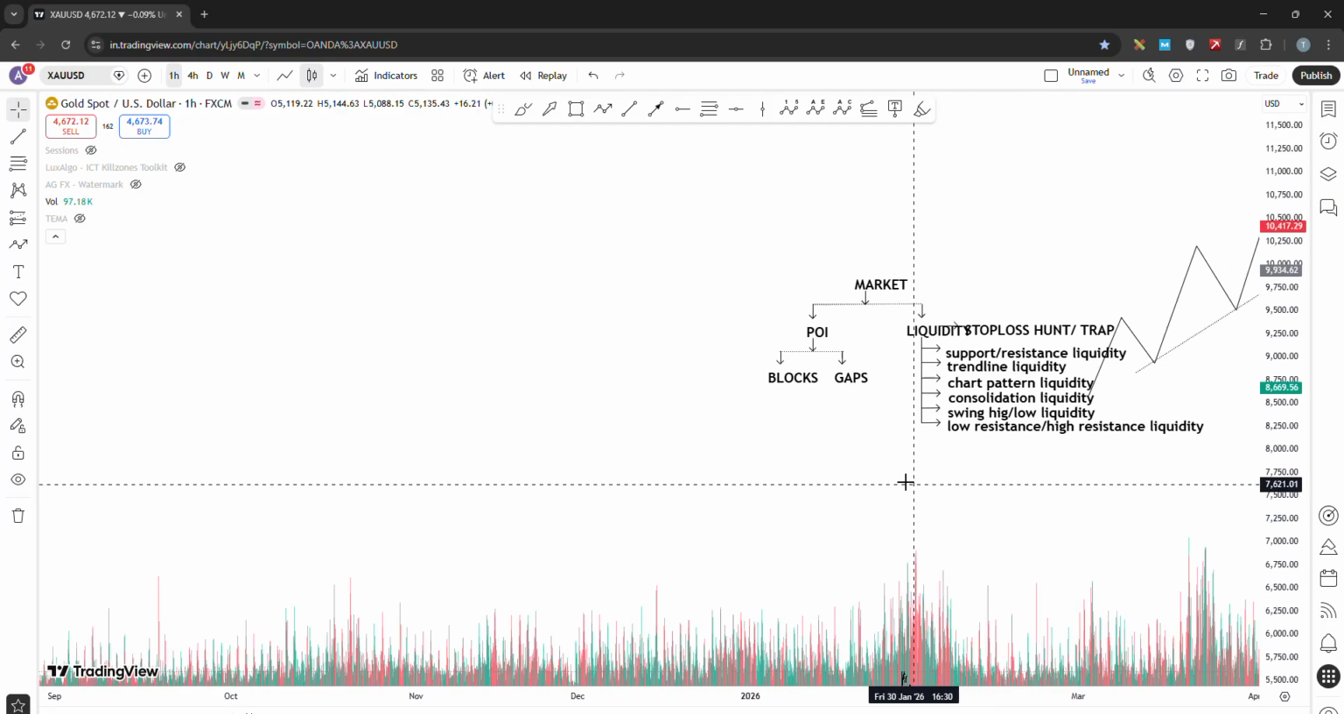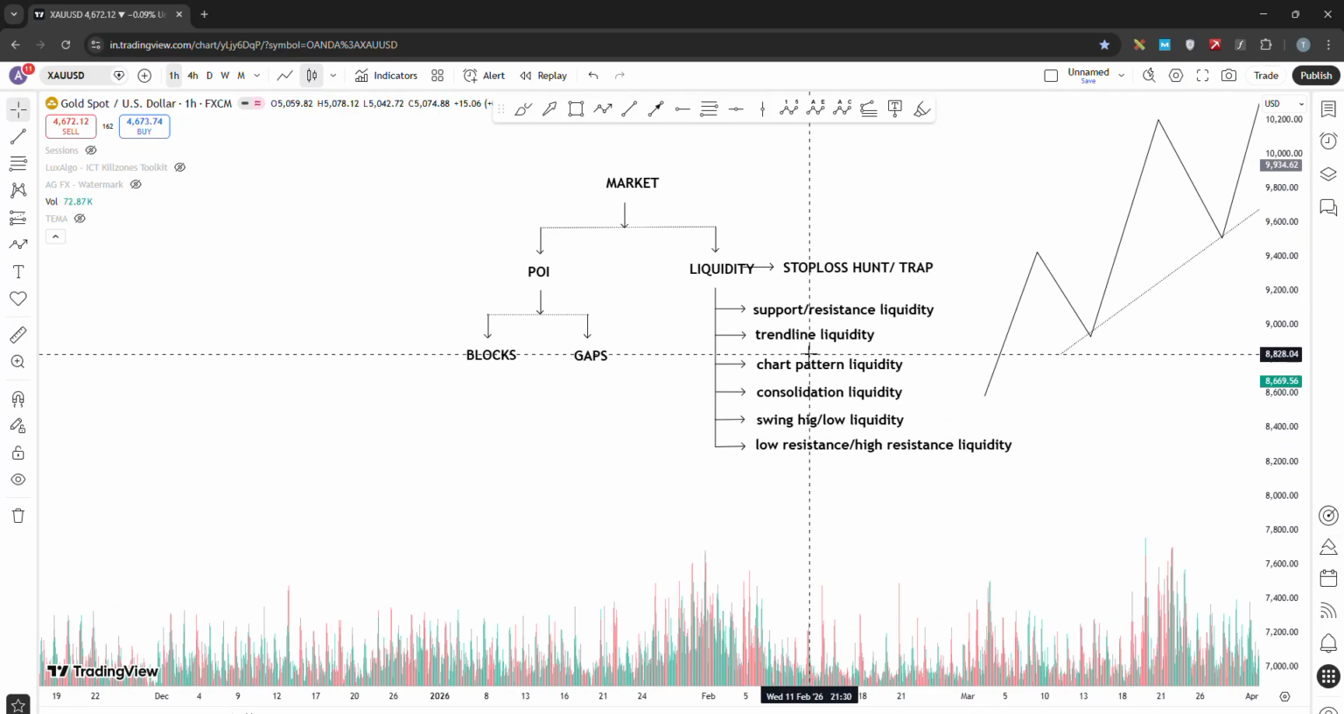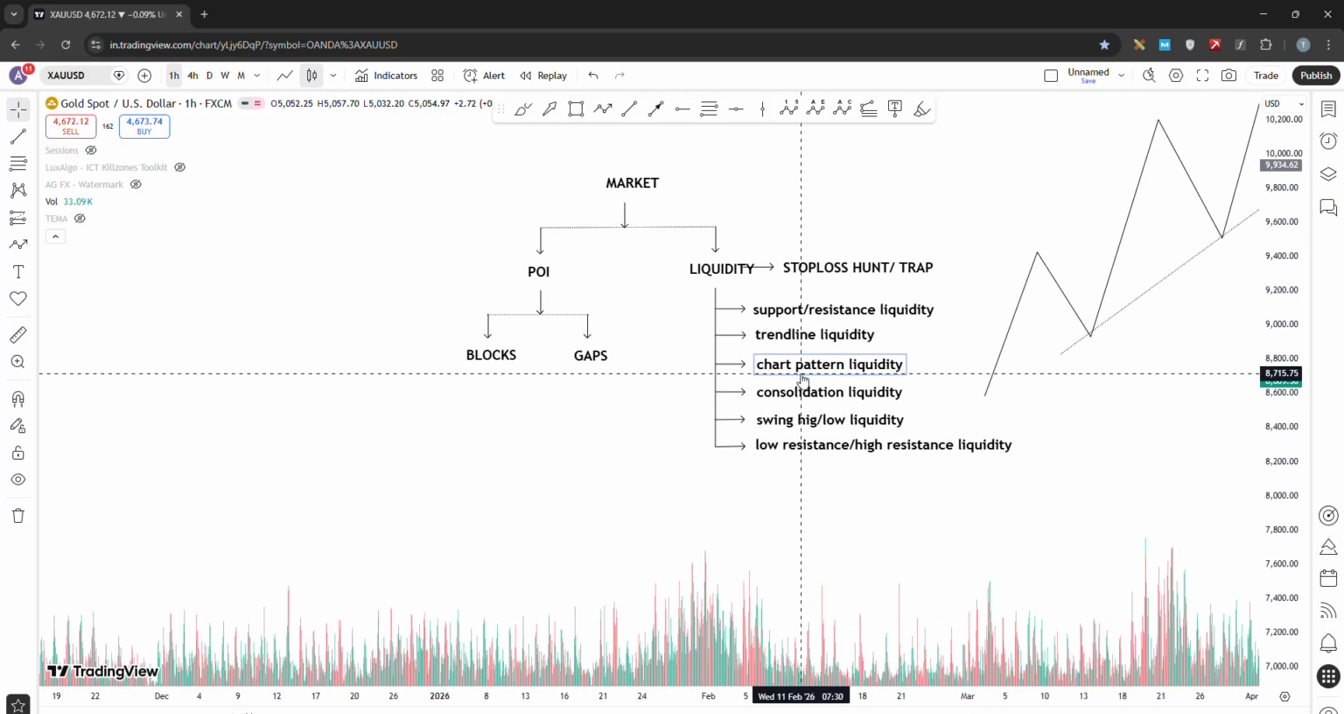Now let's see the next type of liquidity, which is going to be chart pattern liquidity. Now chart pattern is also something which is as old as time. We have been taught chart patterns, many types of chart patterns, right? We have been taught triangles, head and shoulders, and what not. I used to trade chart patterns back in the day, and I actually took pride that I knew so many names of different chart patterns, and stuff like that.